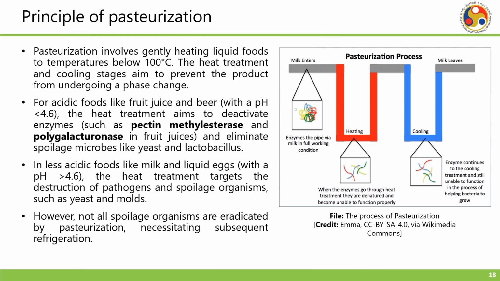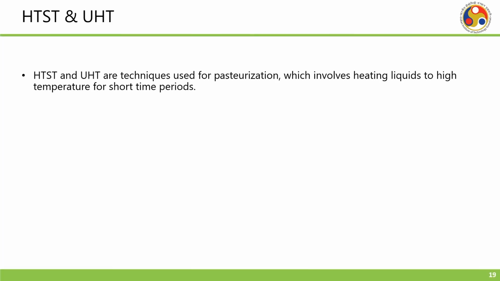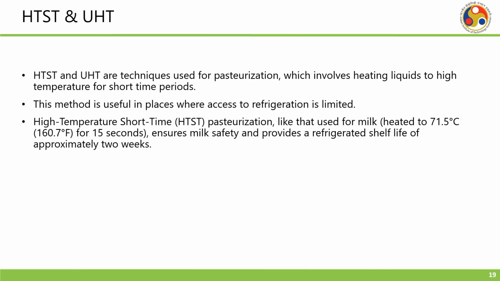However, not all spoilage organisms are eradicated by pasteurization, necessitating subsequent refrigeration. Now, there are other methods like HTST and UHT, which is high temperature short time. These are used for pasteurization, which involves heating liquids to high temperature for short time periods. This method is useful in places where access to refrigeration is limited.